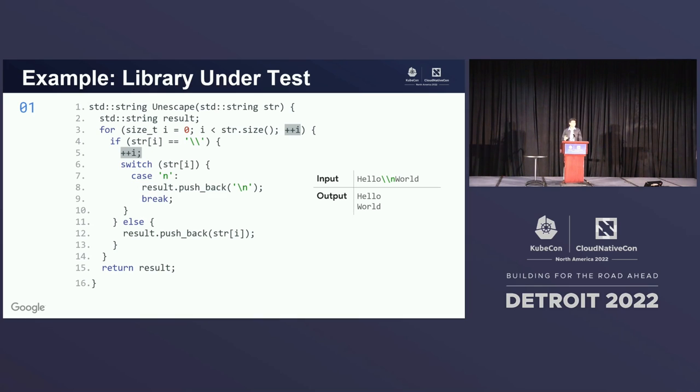Let's focus on the indexing. Notice that the index i is incremented in two places. Under certain inputs, we might end up incrementing outside the bounds of the string and read a character that's not part of the string. That is invalid behavior in C++. Let's write a fuzzer that can catch edge cases like this.